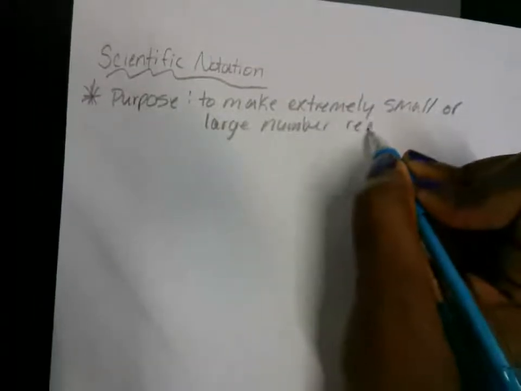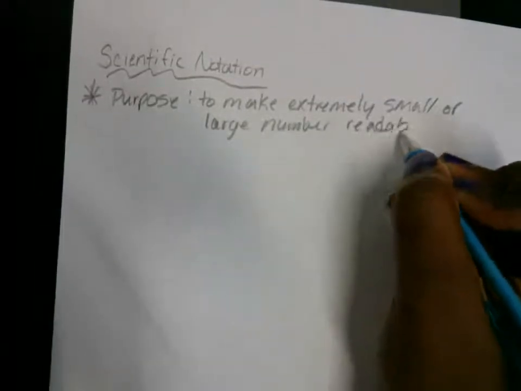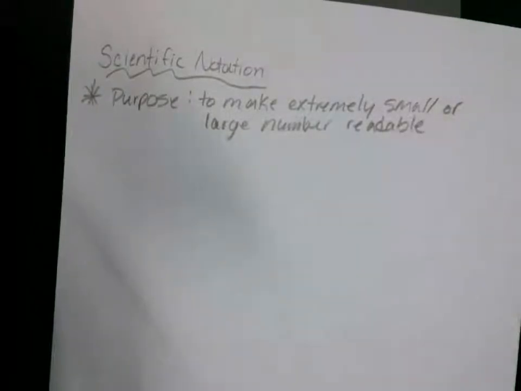That's really the purpose of scientific notation, because sometimes a number can be so small that it's hard to even fit it on the paper. Let's just be clear. And sometimes a number can be so large that it takes up too much space. It's also hard to put on paper. So you're making those extremely small numbers and extremely large numbers readable. And this is what that form looks like, okay?